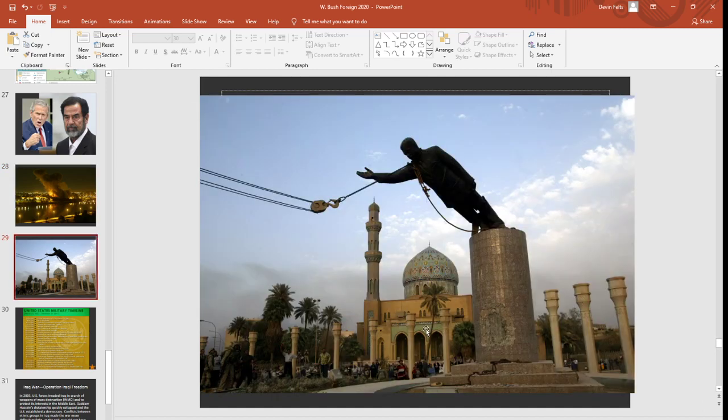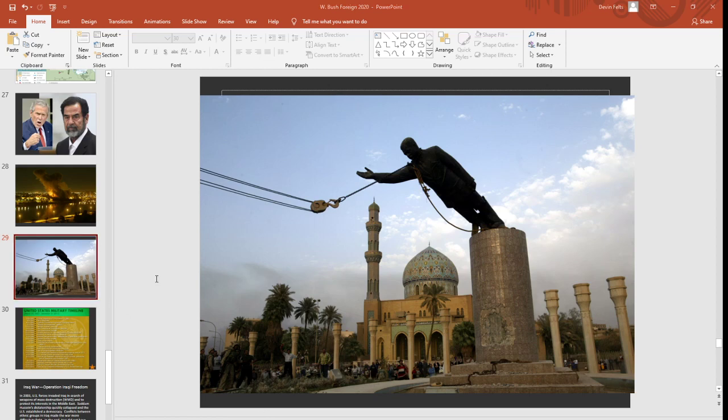I remember when I was 12 or 13 at the time, I remember turning on the television and watching the news and watching this statue of Saddam in the middle of Baghdad being torn down. It was a huge event. The whole world was watching whenever this happened. And Iraqi citizens were pulling down his statue. It was a moment that I will remember forever.